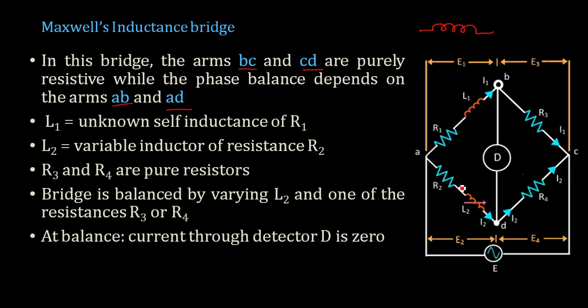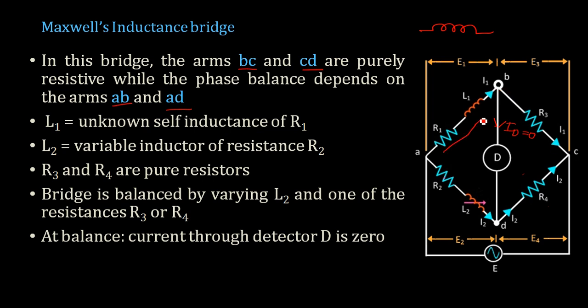Now the bridge can be balanced by varying L2, or it could also be balanced by using R3 and R4. So R3 and R4 can be made variable, and that also can be varied. The idea is to make the bridge balanced by bringing this current I D equal to 0, so that whatever current is flowing through AB will be the same as the current flowing through BC.